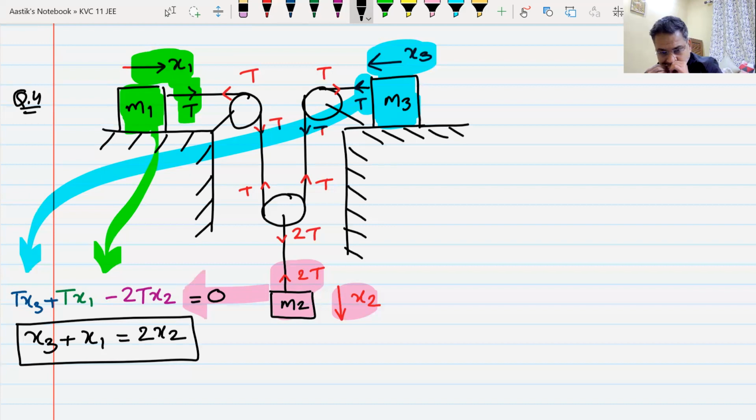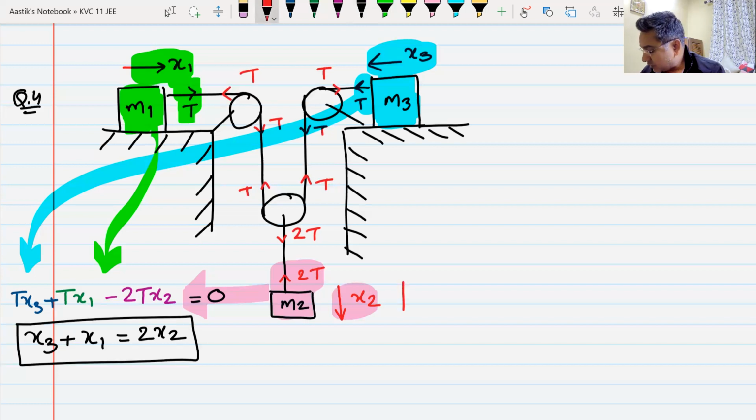Sir, acceleration is equal to 2g by 3m2 plus m1. Whose acceleration? M3 did not come. Is it possible? Not possible. Now the problem is, I cannot call one as A and the other one as 2A and the other one as 3A. I just can't call this because there is no such relation. The relation is between x3, x1 and x2. There are 3. So what do we do?